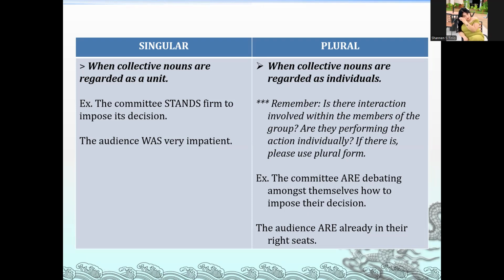The audience was very impatient. So they are regarded as one unit, okay? Which means you have to use the singular form of the verb. And in the second example, the audience are already in their right seats. So we use the plural form because they are considered as individuals. The audience are already in their right seats, and the show must begin.